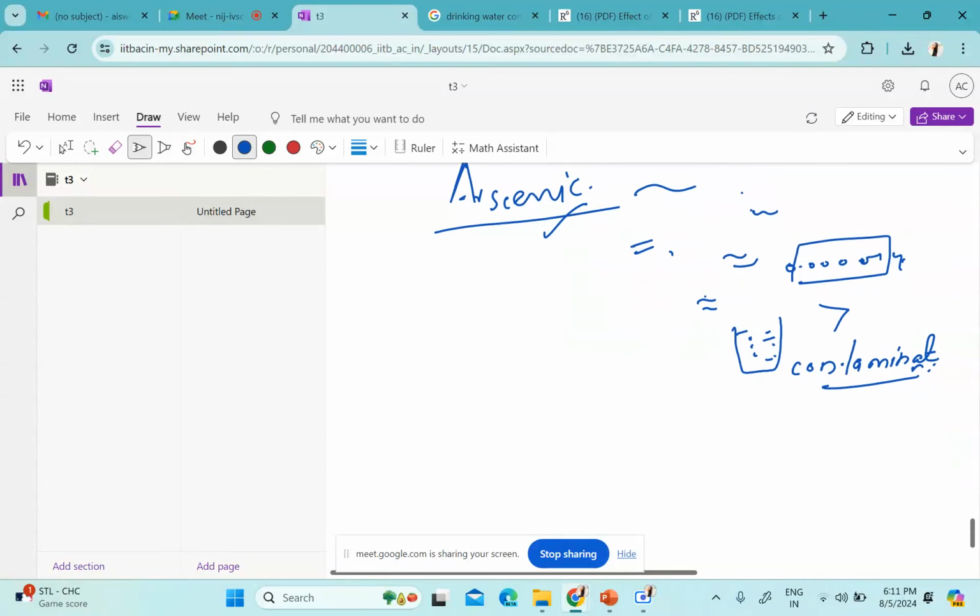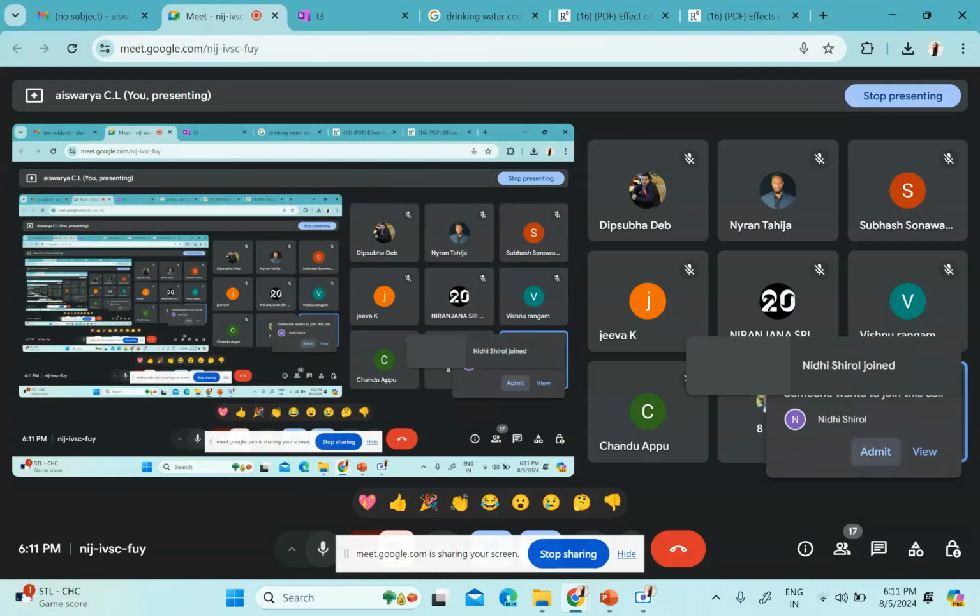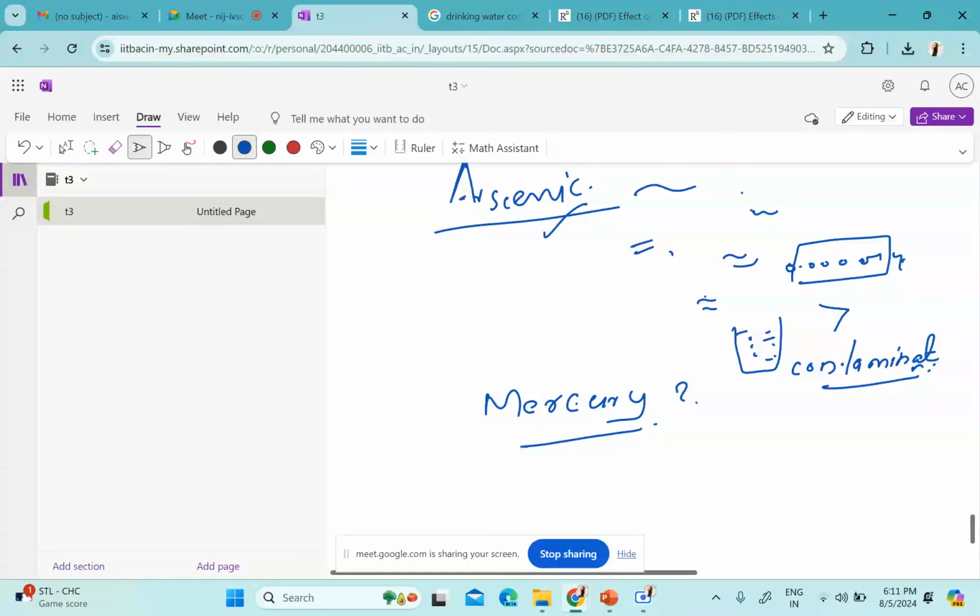Another example I will give you is mercury. What do you think, is mercury a contaminant or a pollutant? Can anybody answer? Is mercury a contaminant or a pollutant?